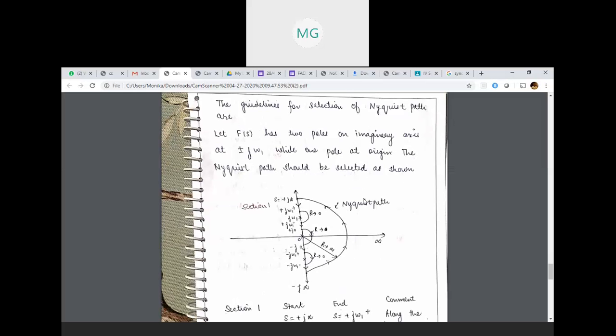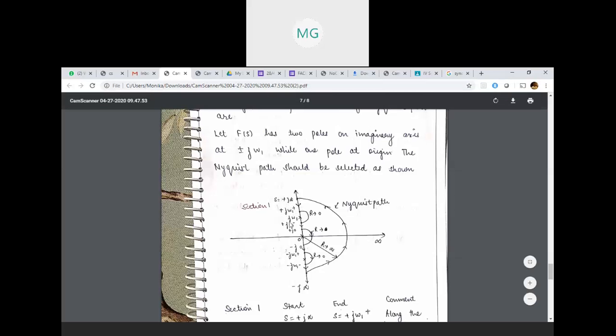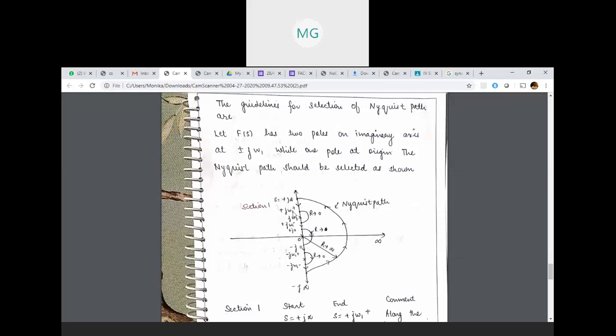Now for selecting the Nyquist path, we will assume a few points. The points by which the path is modified are plus j omega 1, listen to me carefully, plus j omega 1 plus. You have your pole at j omega 1, but we have selected two points. Plus j omega 1 plus is a point just above j omega 1, very, very close to it. Also, we have selected plus j omega 1 minus, a point very, very close to plus j omega 1, but just below it, okay?